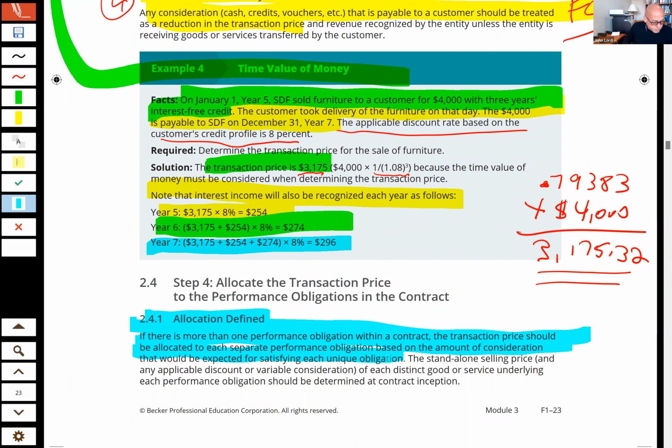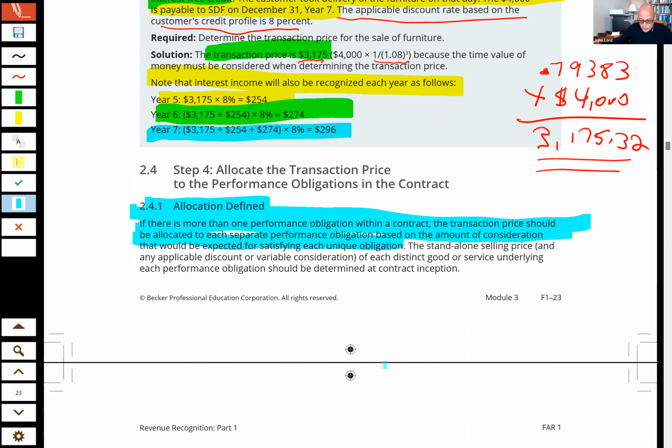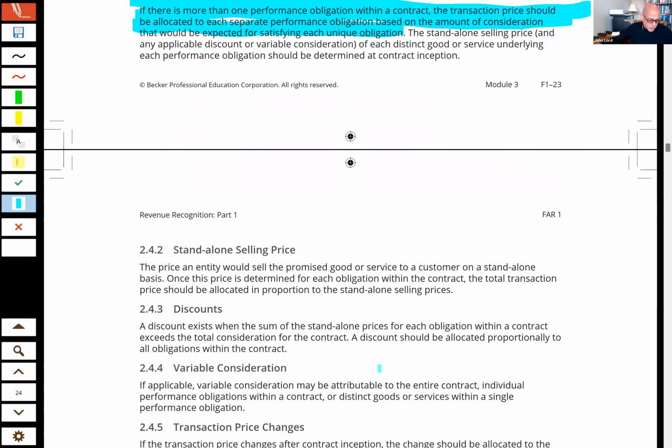But let's take a look at a couple of, really we're going to focus on an example, but let's just look at the standalone price. Okay, the price an entity would sell the promised goods or services to a customer on a standalone basis. Once that price is determined, for each obligation within the contract, the total transaction price should be allocated in proportion to the standalone selling prices.